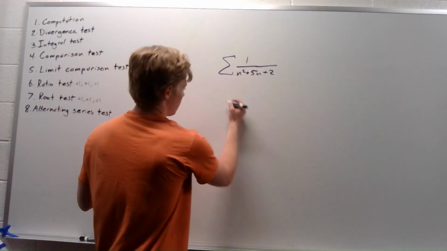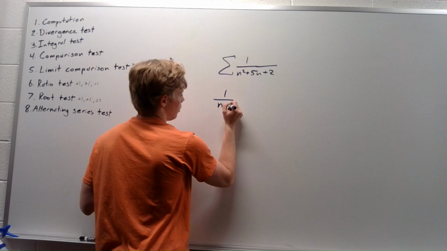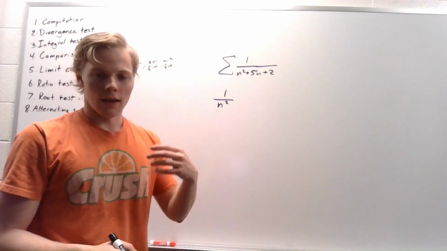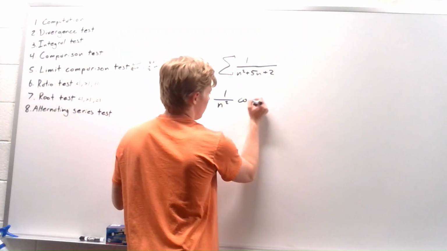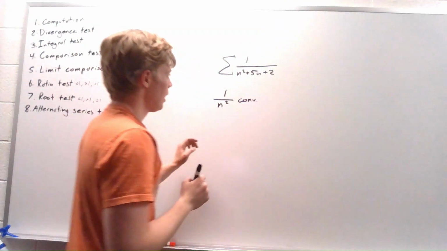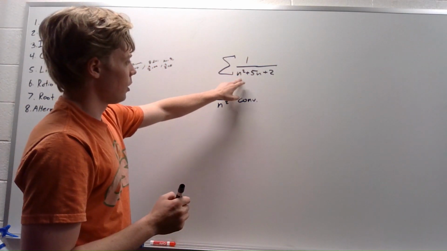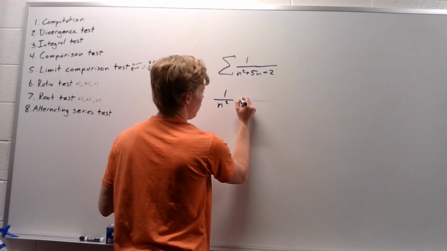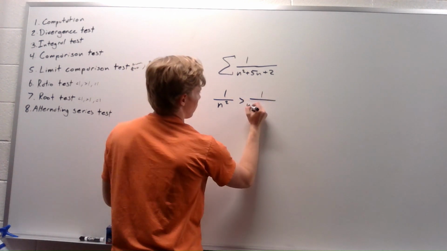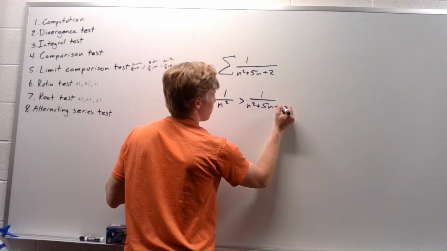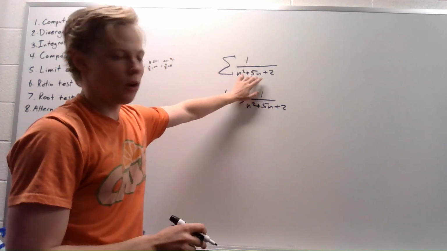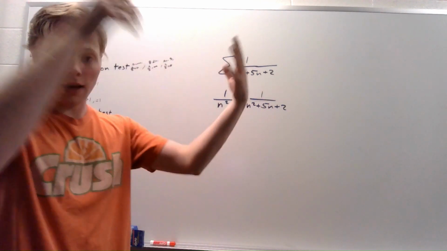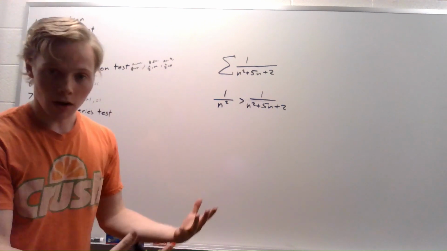And so now notice something. We already know that 1 over n squared converges. And notice that 1 over n squared plus 5n plus 2 is always going to be smaller than just 1 over n squared. So why is that? Well, it's because this denominator is always bigger than n squared. So if the denominator is always bigger, that means the number is always smaller.